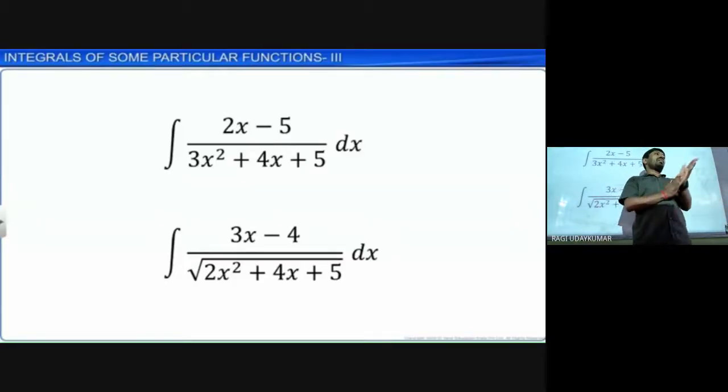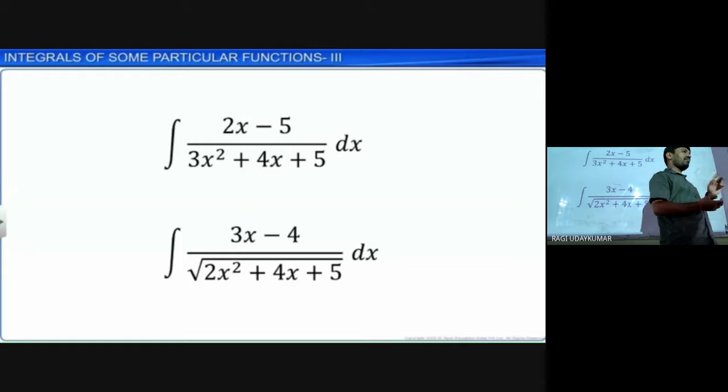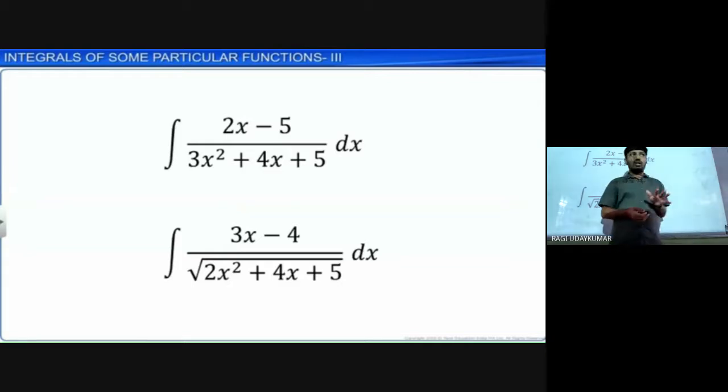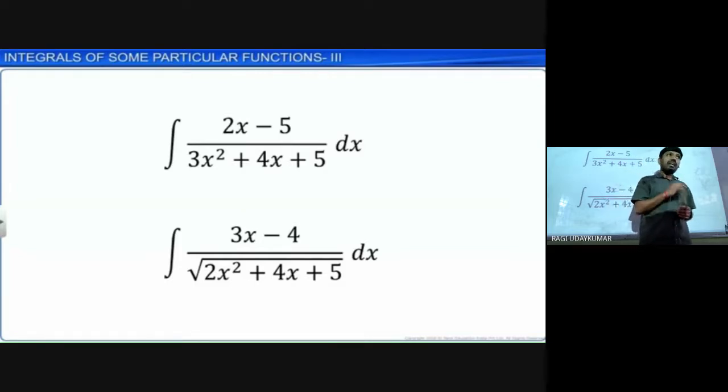Okay, integrals of some particular functions. The first type is without under root. Integration of 1 by a square minus x square dx is equal to 1 by 2a logarithm of (a plus x) by (a minus x) plus c. Integration of 1 by x square minus a square dx is equal to 1 by 2a logarithm of (x minus a) by (x plus a) plus c.